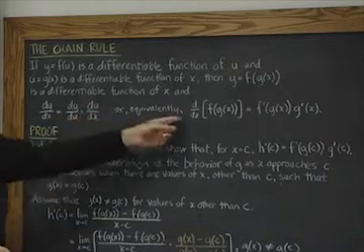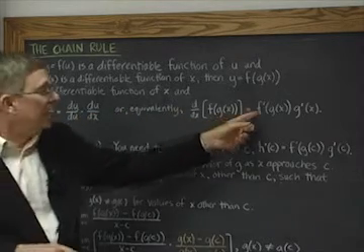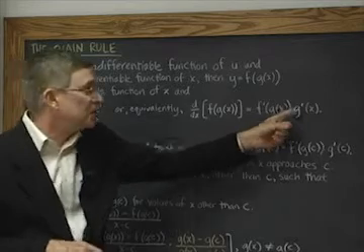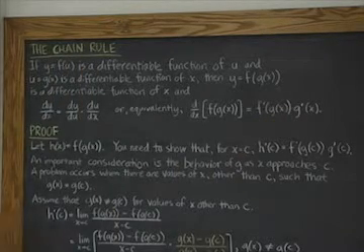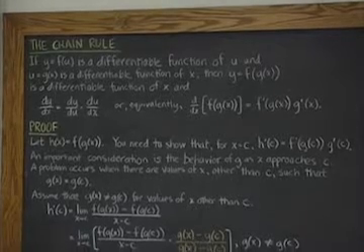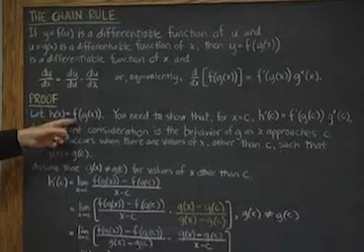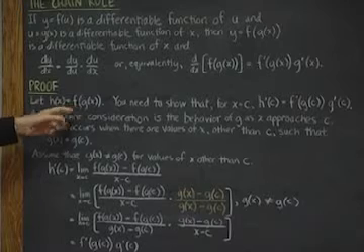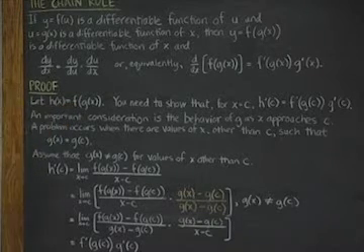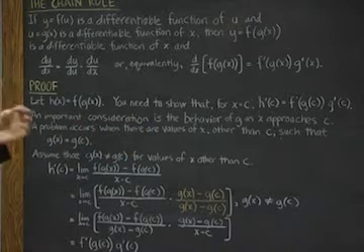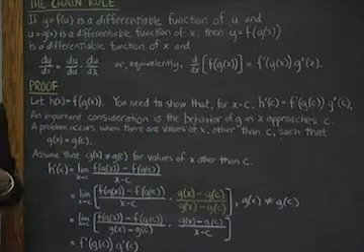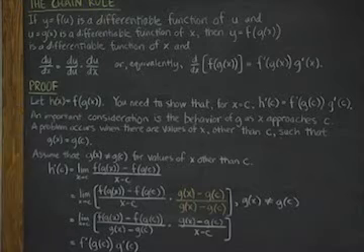Or equivalently, the derivative of that composition is f prime of g of x times the inside derivative g prime of x. Here comes one proof. Let h of x equal the composition f of g of x. Now we need to show that for x equal to c, h prime of c indeed equals f prime of g of c times g prime of c.